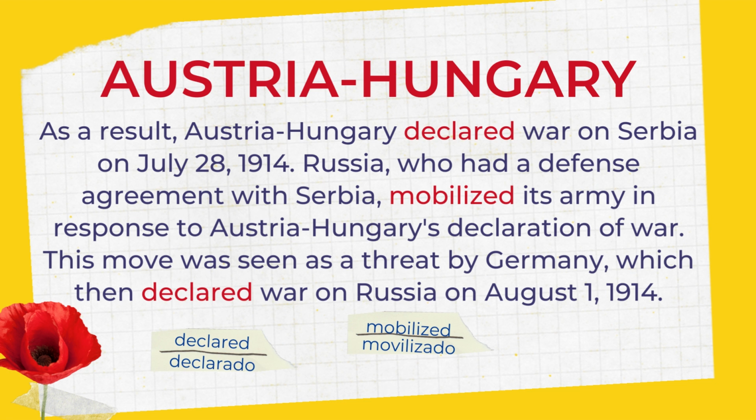Russia, who had a defense agreement with Serbia, mobilized its army, moved its army, called up its army, readied its army, prepared its army in response to Austria-Hungary's declaration of war. And this move was seen as a threat by Germany, which then declared war on Russia on August the 1st, 1914.